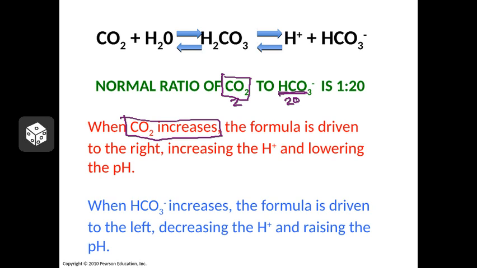And so we say that as carbon dioxide increases, the formula is driven to the right, and that will result in an increase in bicarbonate. By the way, it also increases hydrogen, which can lower the pH. So once equilibrium is reached, instead of 20, it should be 40 ions of bicarbonate.